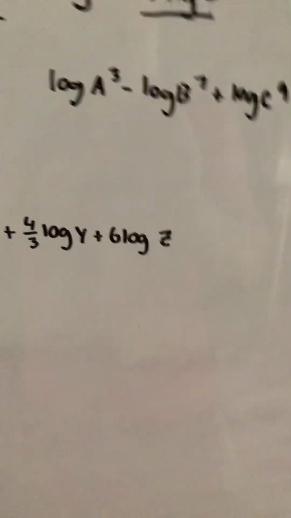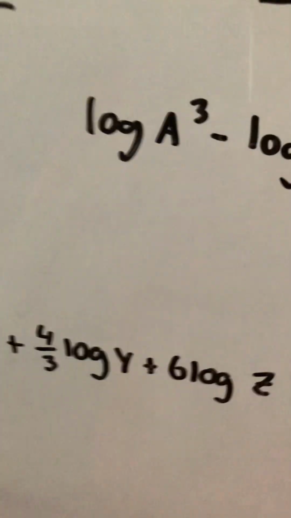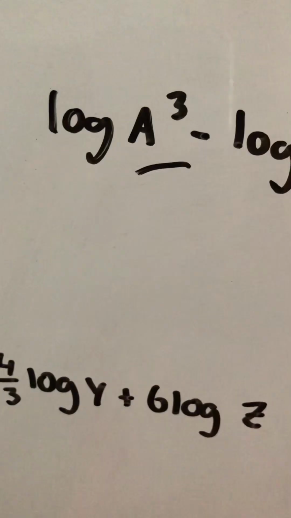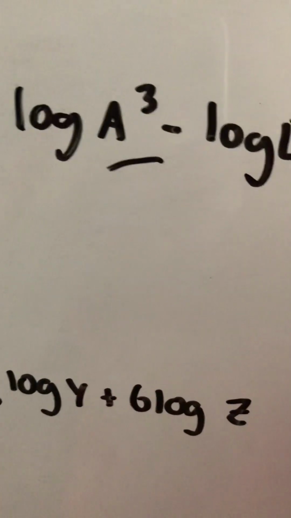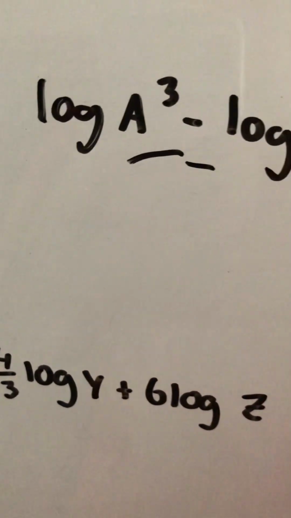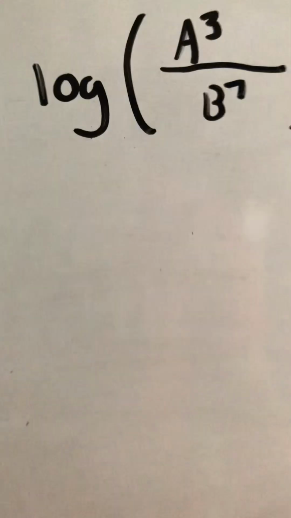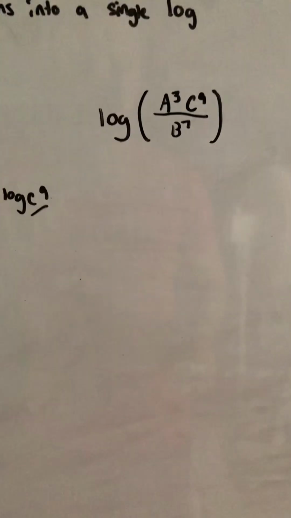So what I'm going to do here is identify which ones are positive, which we already did. So A is going to be on the top, the numerator, so it's going to be A to the third. Alright, so I got that one. And then B is going to be on the bottom because it's negative, it's minus log B to the 7th. So B to the 7th is on the denominator. And then C to the 9th is going to be on top, because it's plus log C to the 9th. So that's how you condense logarithms into a single log.